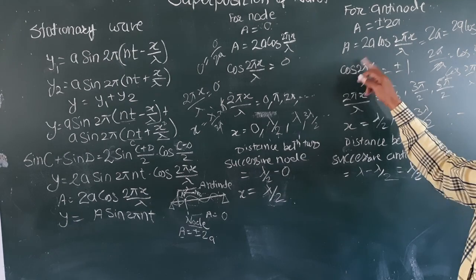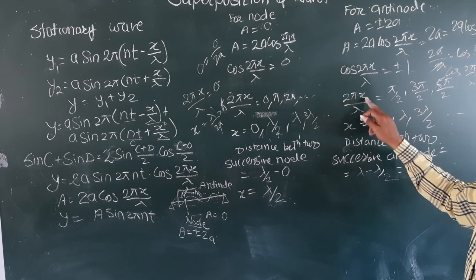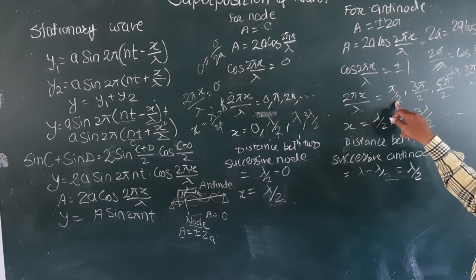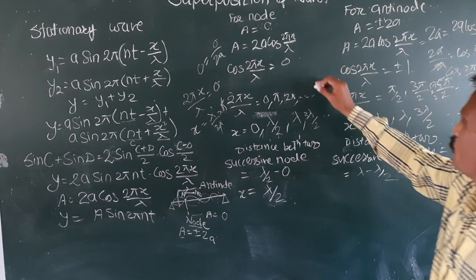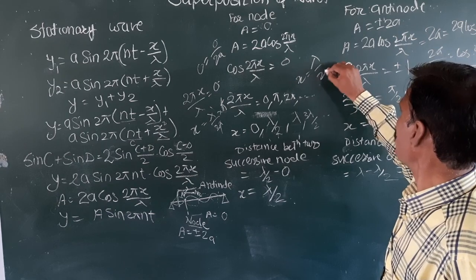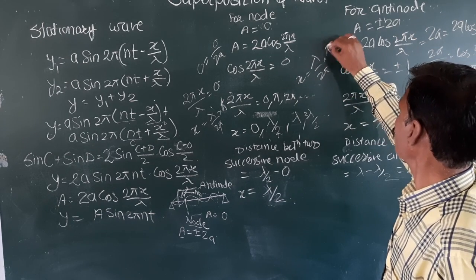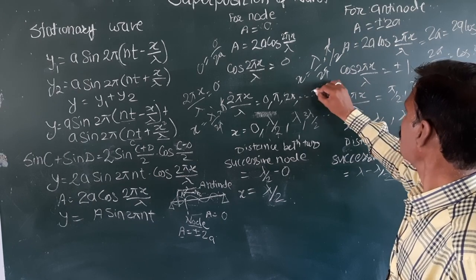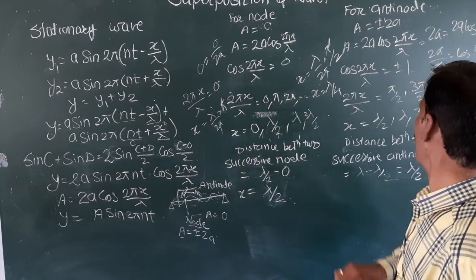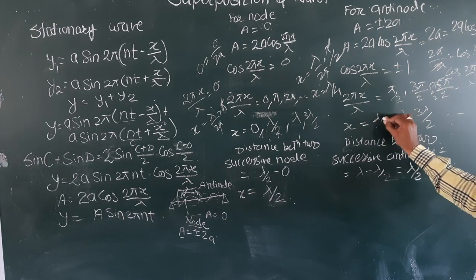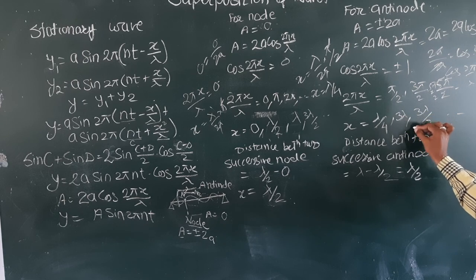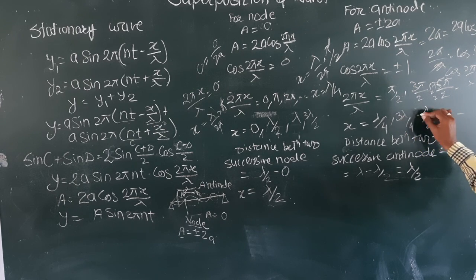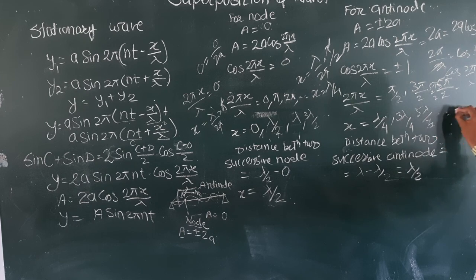That means we have to put 2 pi x upon lambda equal to pi by 2, 3 pi by 2 and 5 pi by 2 and so on. In this also, x is equal to lambda upon 2 pi, putting the value pi by 2. Pi gets cancelled, x is equal to lambda by 4. So the first antinode forms at distance lambda by 4, the second at distance 3 lambda by 4, the next at 5 lambda by 4 and so on.